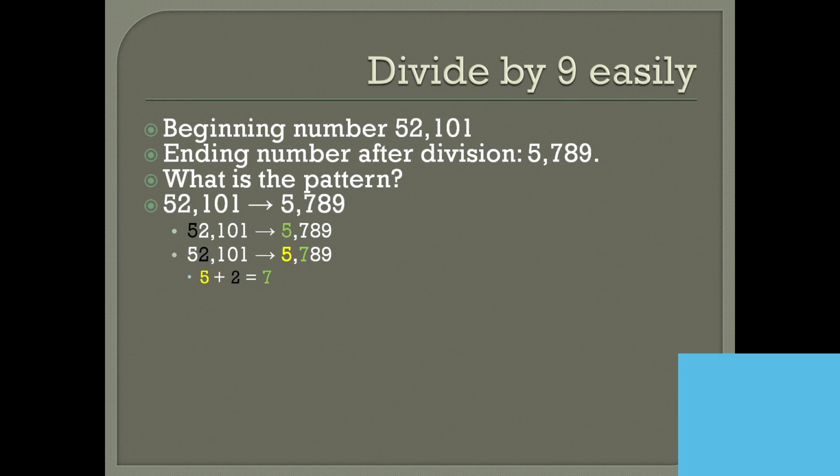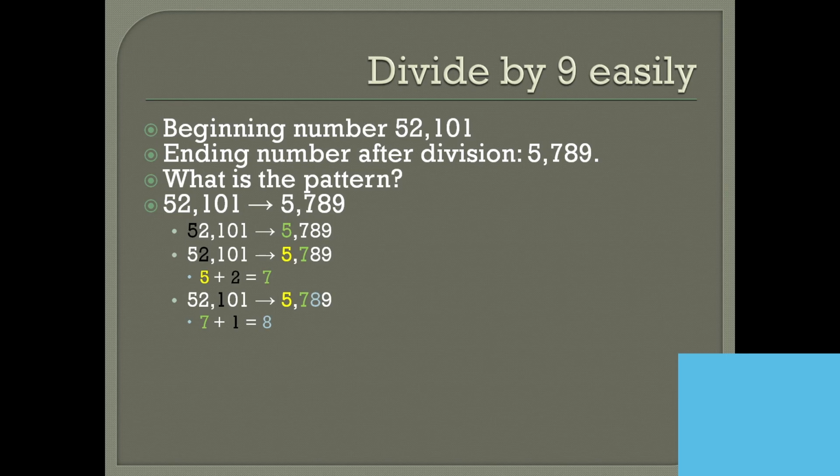Well, what about the next number? In 52101, the third number is 1. In our answer of 5789, the third number is 8. And what's the relationship there? Well, 8 is 7 more than 1. So do you see the pattern yet?